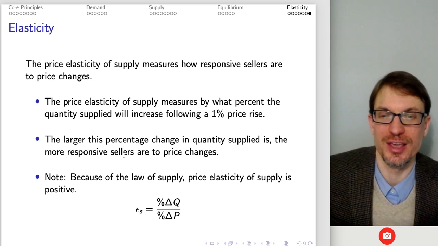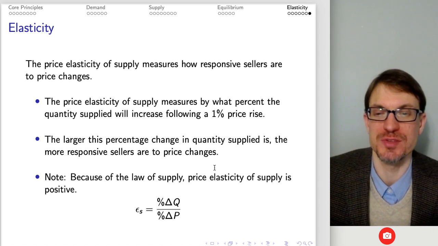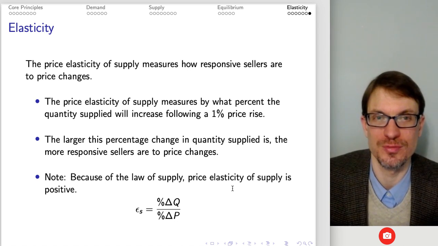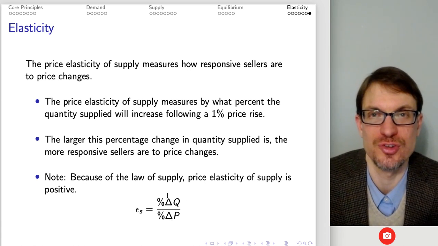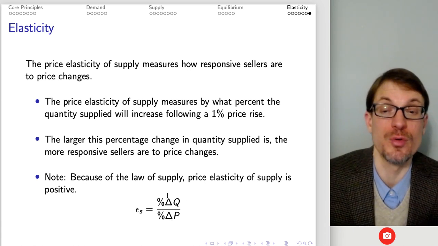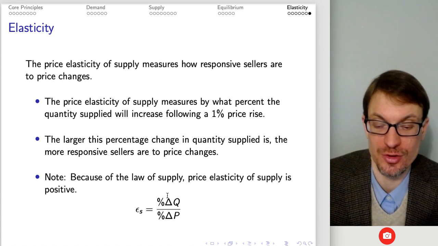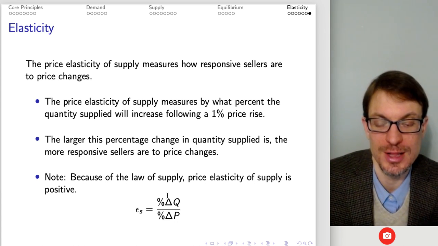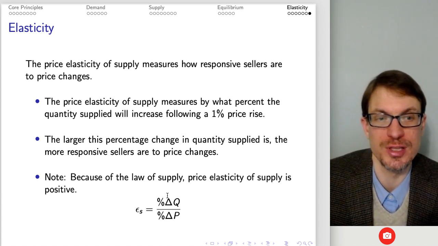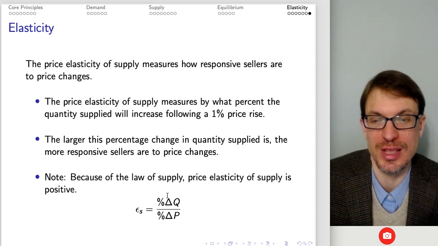Basic idea is we're looking to see how responsive sellers are to price changes. So for a given percentage change in price, what happens to the percentage change in quantity supplied? So we already know when price rises, the amount sellers bring to the market is going to rise as well. But does it respond a great deal or only a little? Is it elastic or is it inelastic?